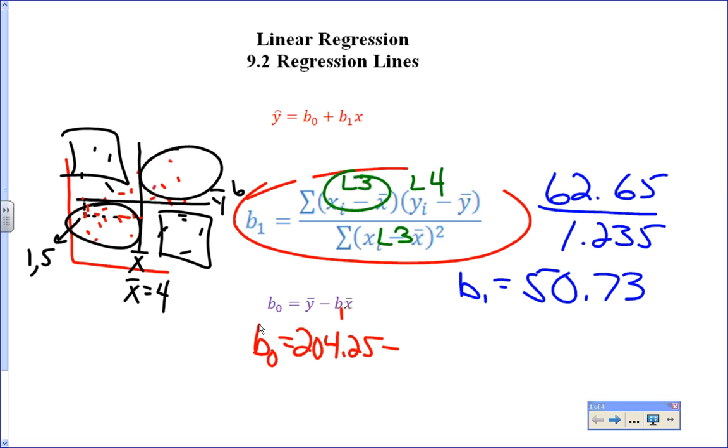Minus this number. And that might be where, if you're taking a really big test, you would store this really horrible decimal for B1 as something, and then you can put it in here and do the math with it, right? You know what I mean? That's where that storing really comes in handy, right? Times X bar, which was 1.975.